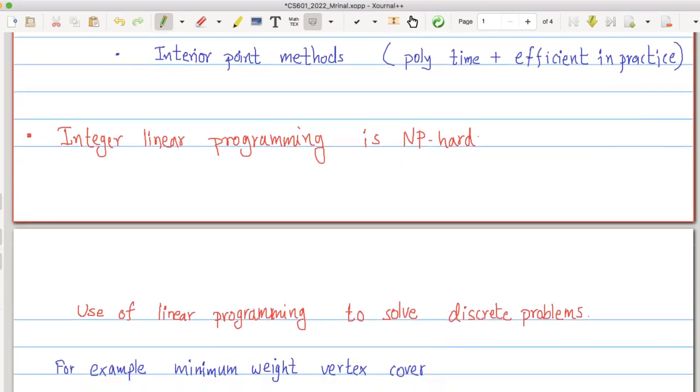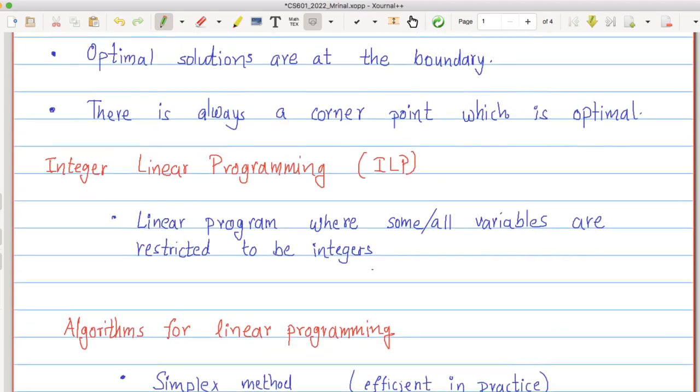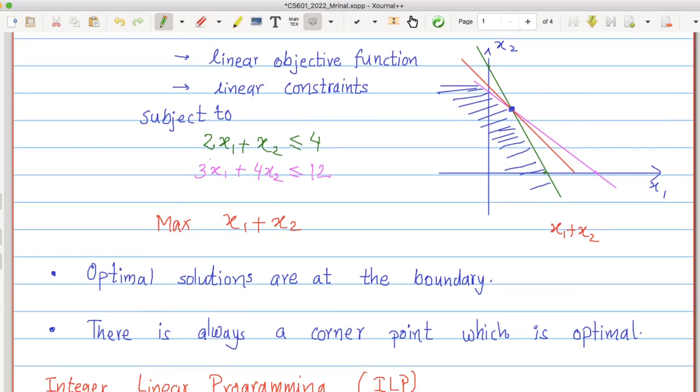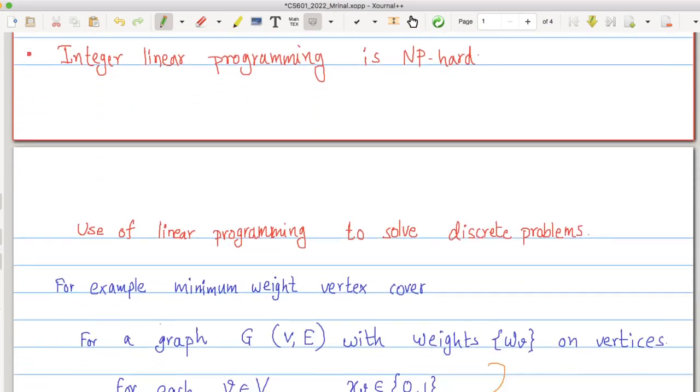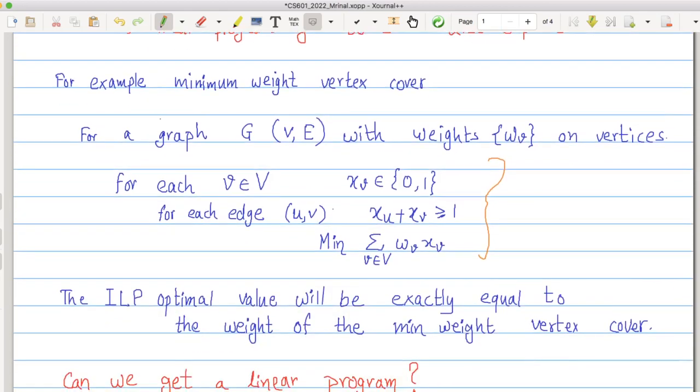Yeah, so then what we said was the linear programming inherently is talking about a continuous feasible space, right? Your solution set is a continuous space. Moreover, it's a convex region. But still, we could think about applying it in solving discrete problems, right? So we saw this example of minimum weight vertex cover. So you have a graph with weights on vertices, and you want to find the minimum weight vertex cover.